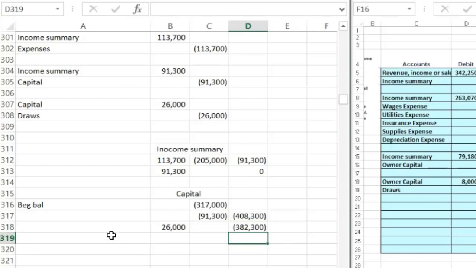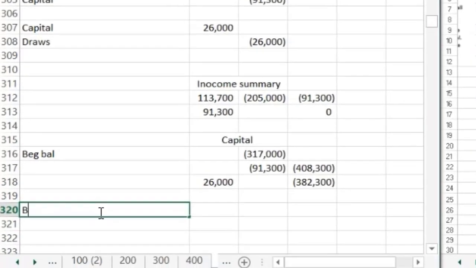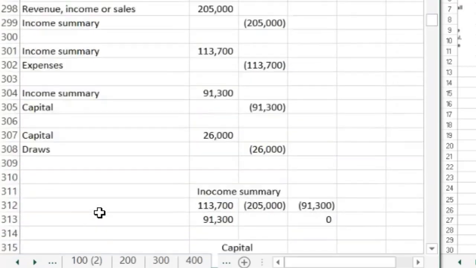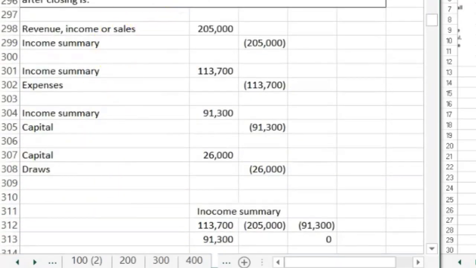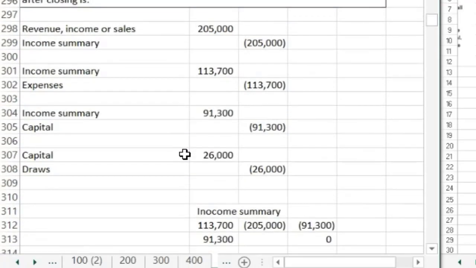Now, if we have a good understanding of the capital account, we could do that a lot shorter way. We could say it has a beginning balance, not in terms of debits and credits, but just plus and minus, like it would be on the financial statement in the equity section. The beginning balance is 317,000, and then it's going to go up by net income, because we're going to close out net income to it. What is net income? It's revenue minus expenses, 205 minus 1137. So this equals the 205,000 minus the expenses of 1137.